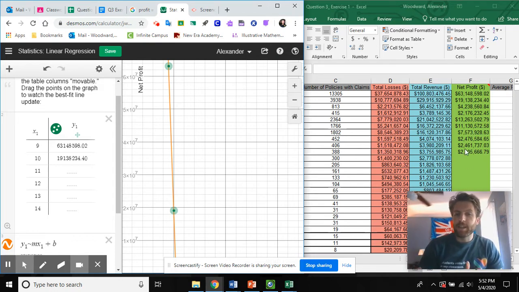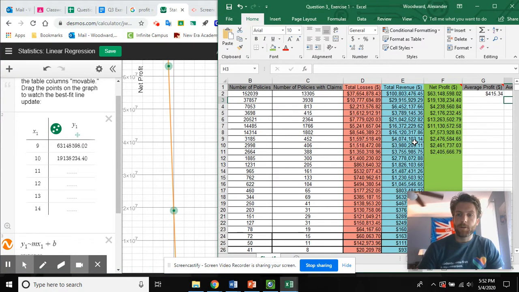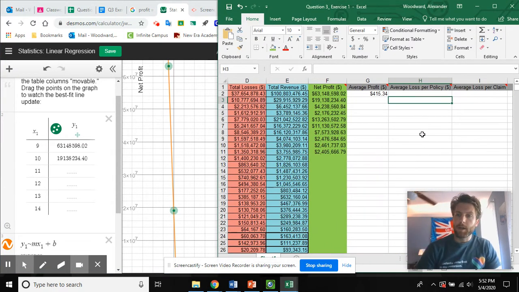All right, so you do that same process. You make 4 graphs, one where you're plotting SDIP level against net profit, and then you do the same for average profit, average loss per policy, and average loss per claim.